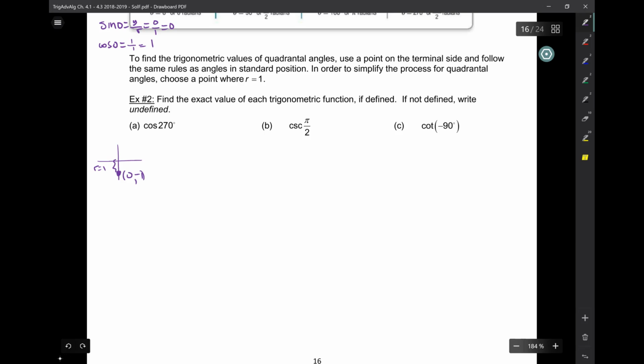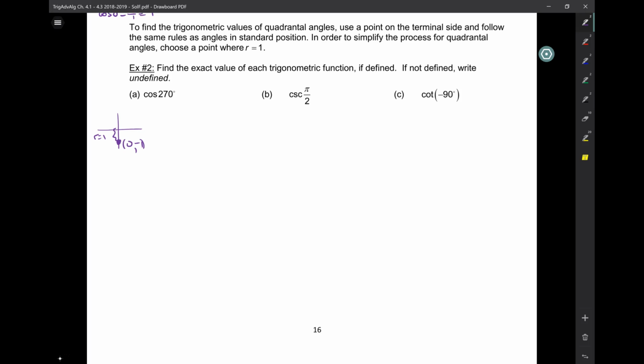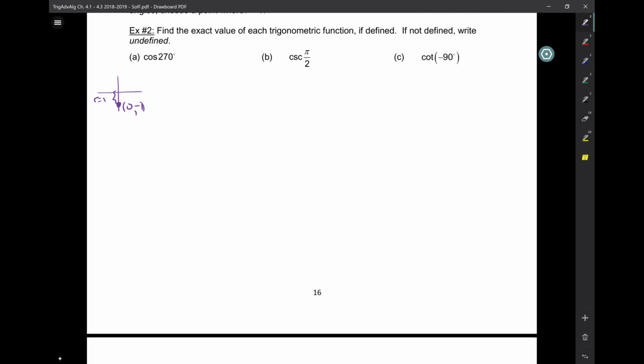Okay, so now I thought R was always... It's the distance. It's the distance. Okay? Okay, so we want cosine of 270, right? How much is cosine of 270? Then that's x over r, which is 0 over 1, 0.